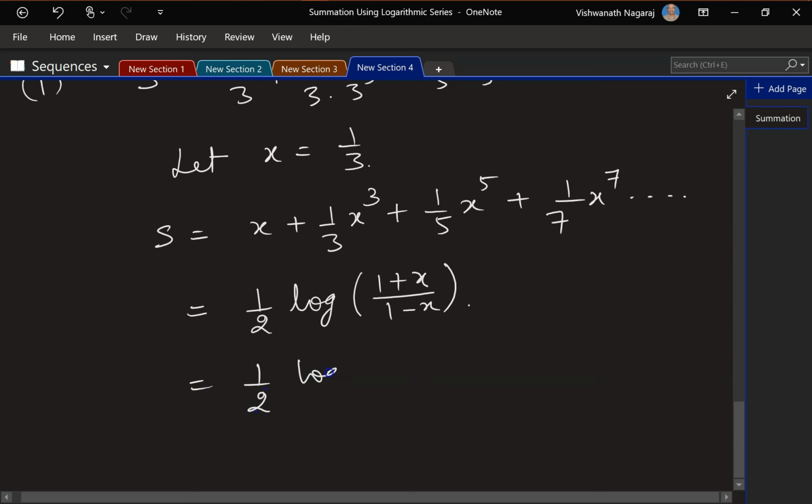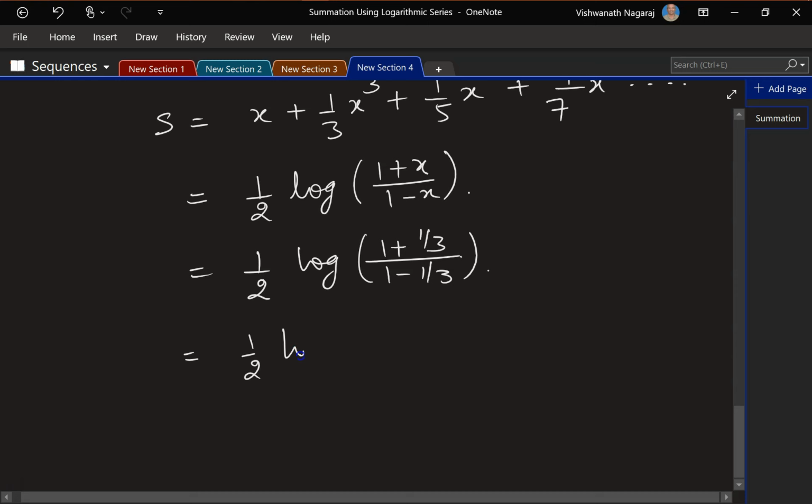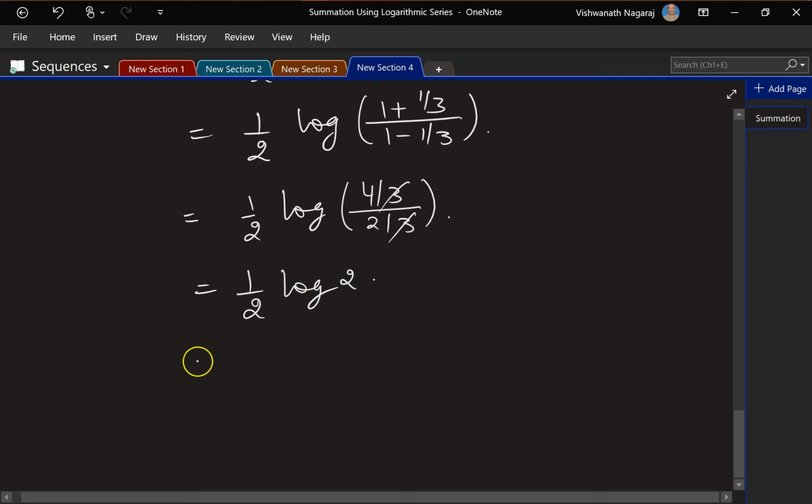So 1 by 2 log of (1 plus 1 by 3) by (1 minus 1 by 3). 1 by 2 log, 1 plus 1 by 3 is 4 by 3. 1 minus 1 by 3 is 2 by 3. So 3 gets cancelled. 1 by 2 log 4 by 2, that is 2. You can take it a little bit further as well. So this half can go up based on log rules, and this is nothing but log of root 2.